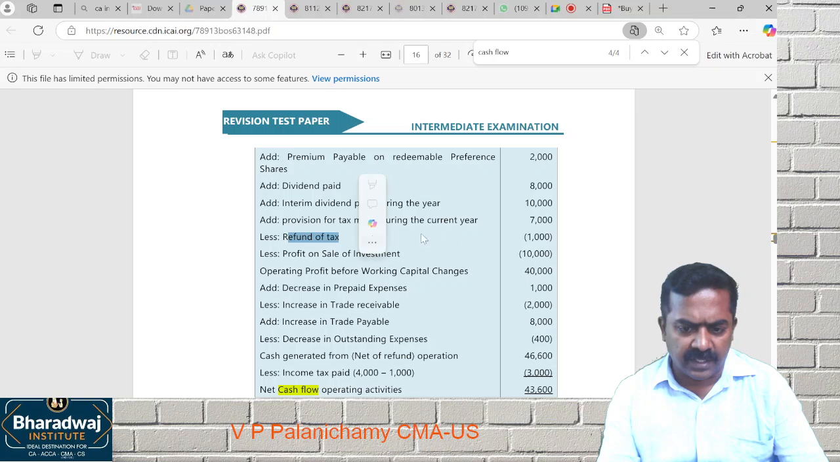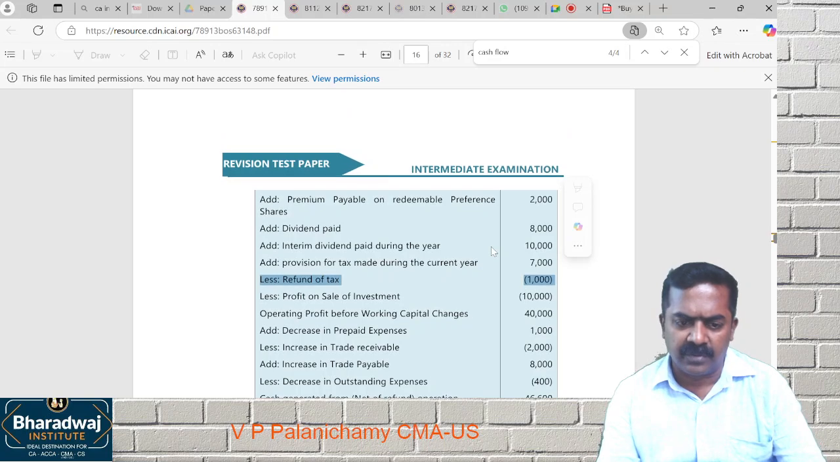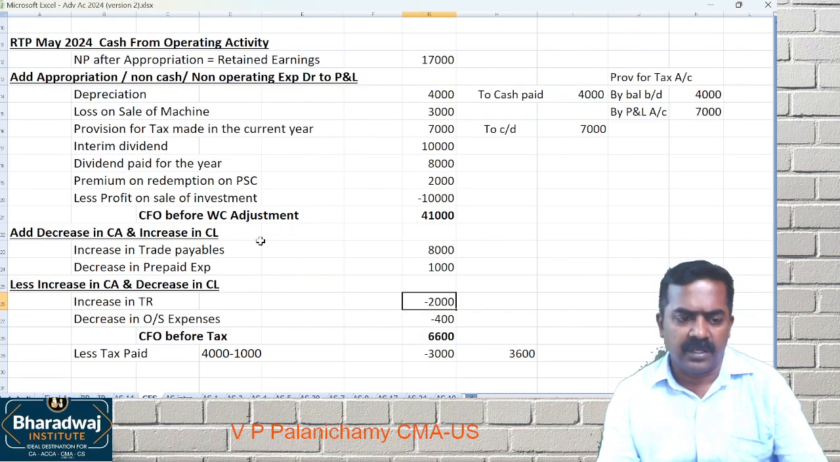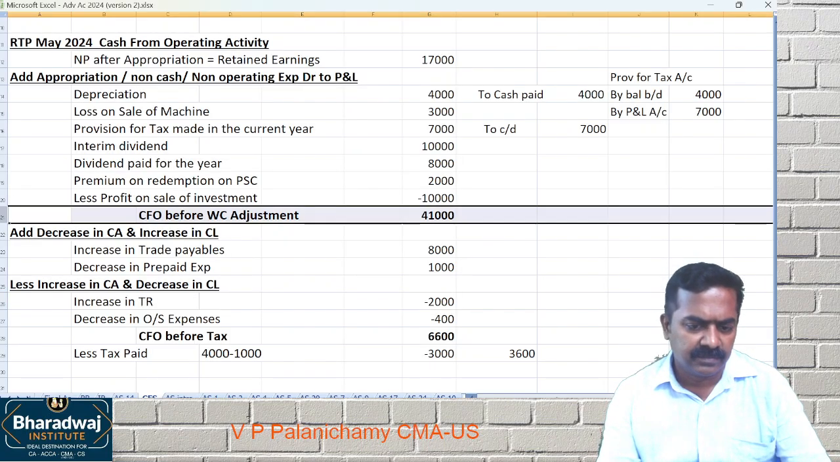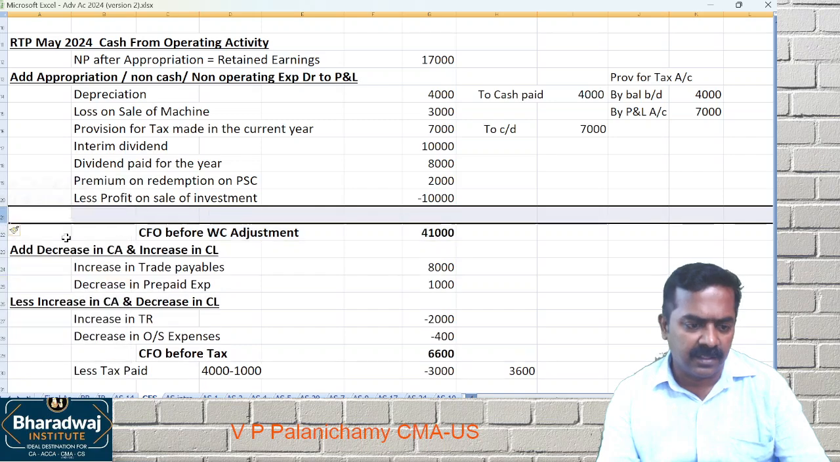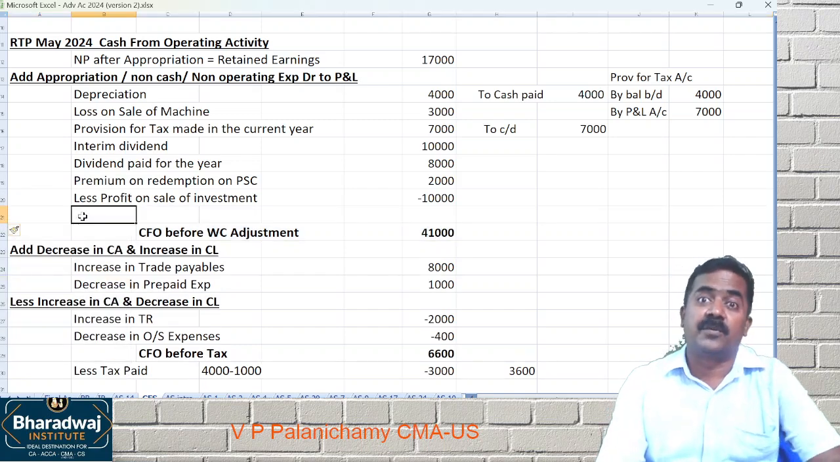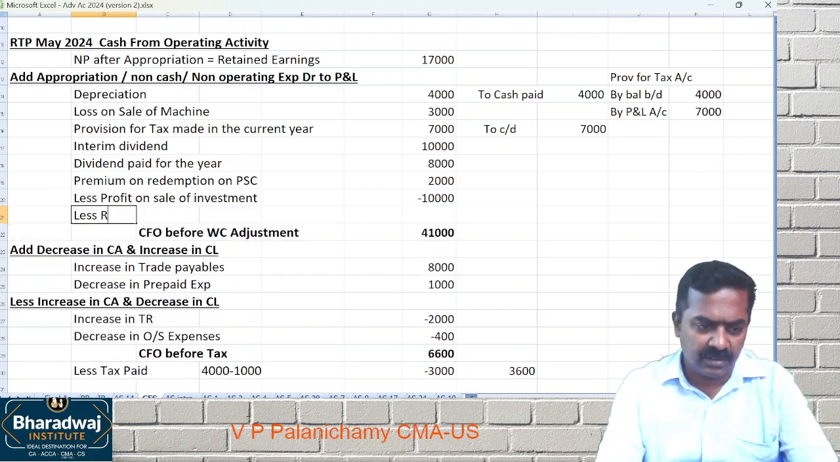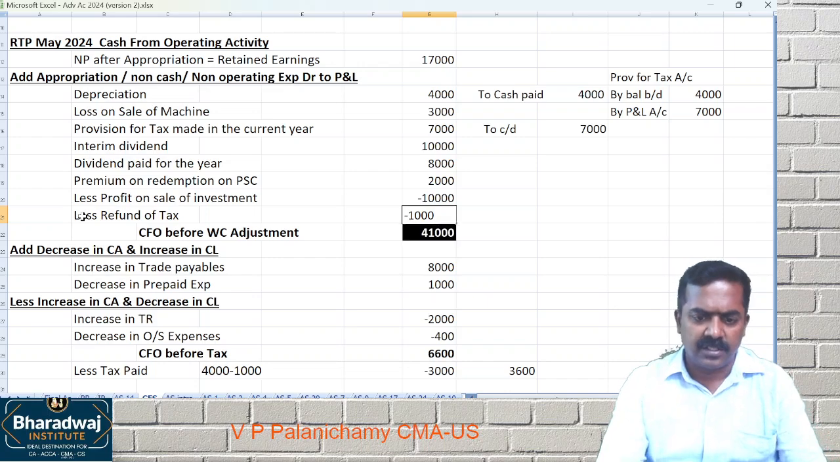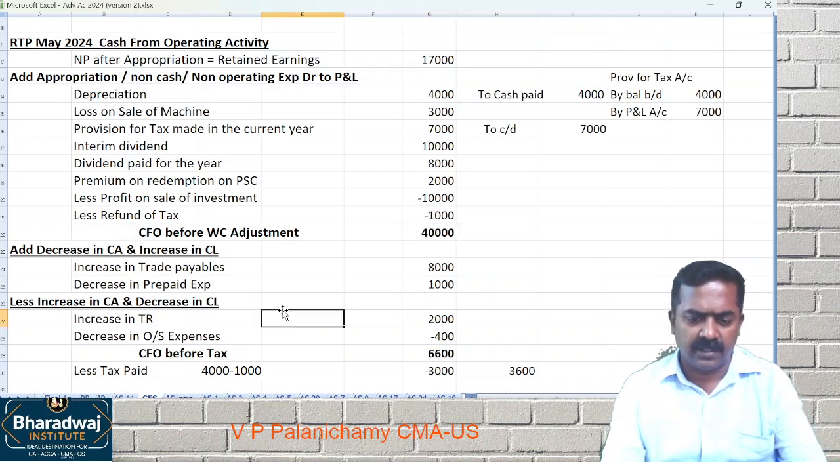In the refund of tax, they have taken what? 1,000. Which means it was credited to P&L account. They would have given us credited to which account? If they had given P&L account, we could have reduced it. I hope it is some typing error in the question. Refund of tax credited to which account? P&L account. Refund of tax credited to P&L account 1,000. It's a non-cash item. Eliminate it.